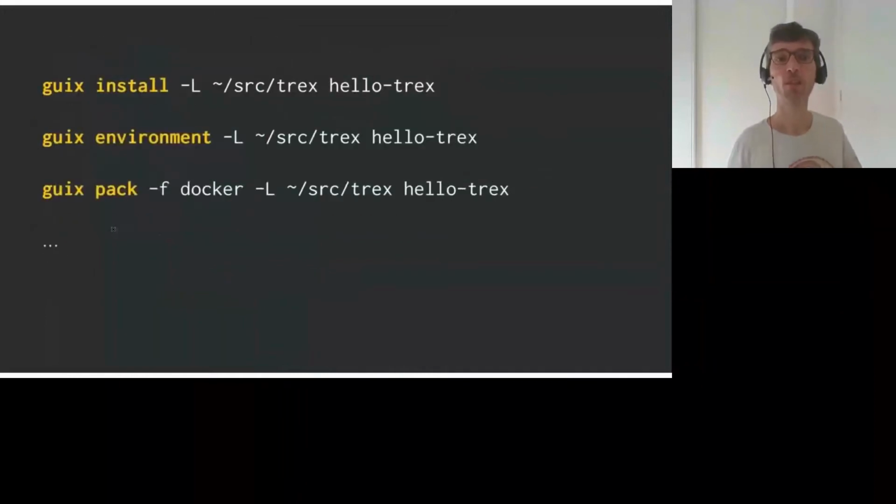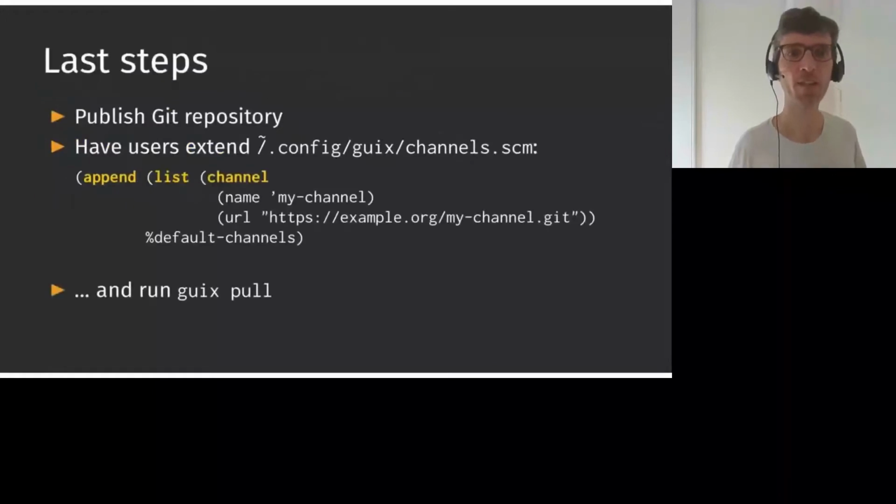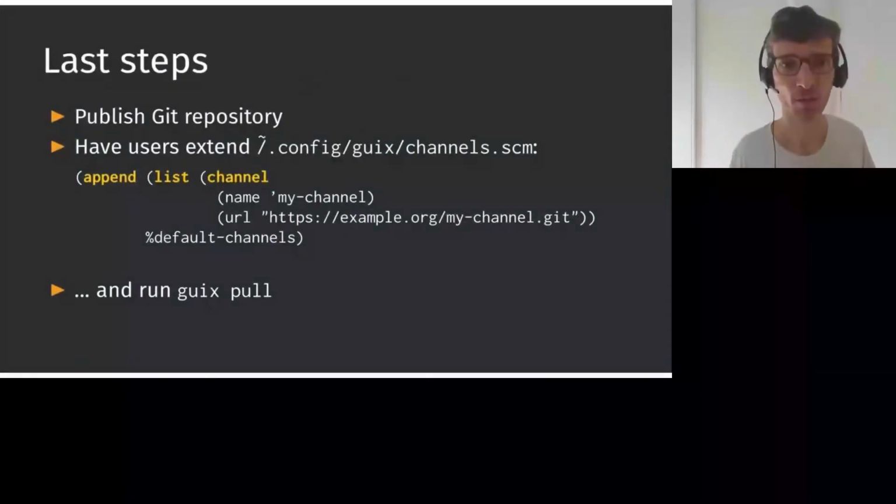And from there, you can already do a number of things. You can run guix install if you want to install your package. You can run guix environment if you want to get a development environment. You can run guix pack if you want to create an image of your package. And the last step would be to publish your Git repository, just like you would do with any Git repo.